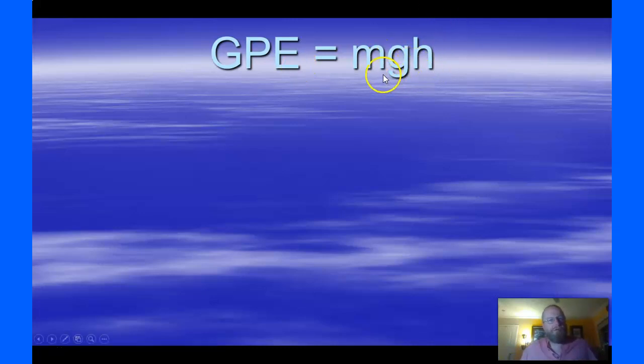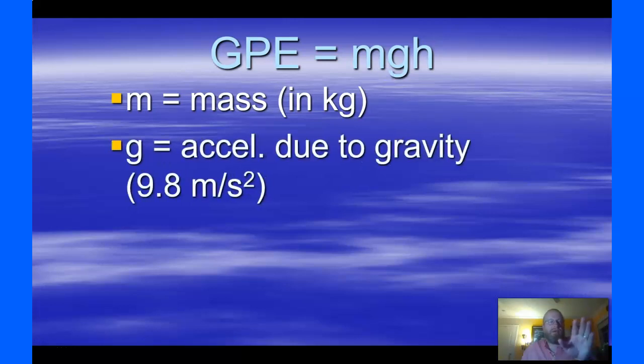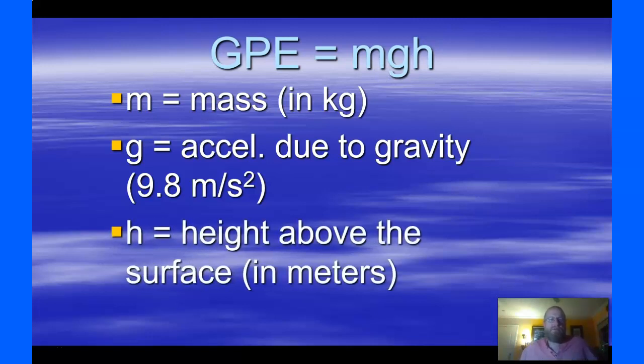What is m? You already know this. It's mass measured in kilograms. g, if you still have your reference tables, look it up. It's on the front cover. Acceleration due to gravity, which is always on Earth, 9.8 meters per second squared. Different numbers on different planets and moons, but we don't live there. We live on Earth. So on Earth, it's 9.8 meters per second squared. Little h is the height above the surface measured in meters.